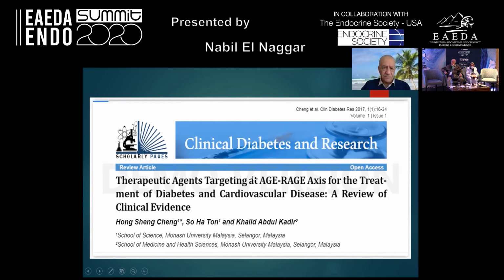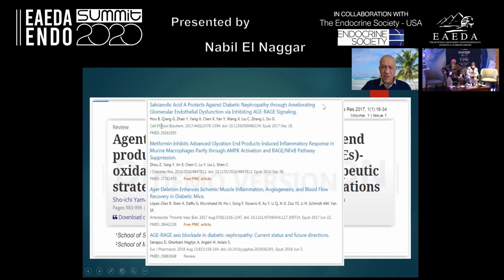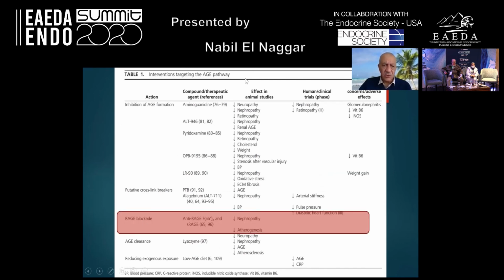And again, here you can see that in this paper published 3 years ago, we have a lot of agents that have been discovered to block the advanced glycation end products. This approach is a novel therapeutic strategy for treating diabetic vascular complications. Here you can see a list of some of these drugs that can be used in this way. Again, the approaches to target the pathway of the AGE and AGE receptor, the blockade, have succeeded in reducing nephropathy and atherogenesis in animal studies and in humans.